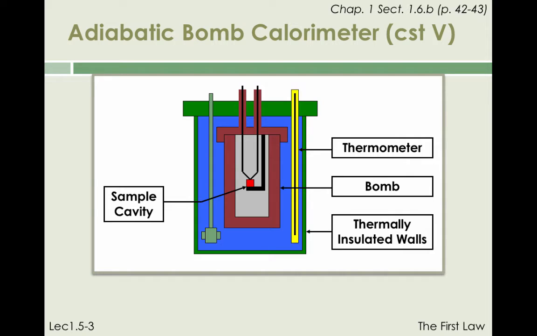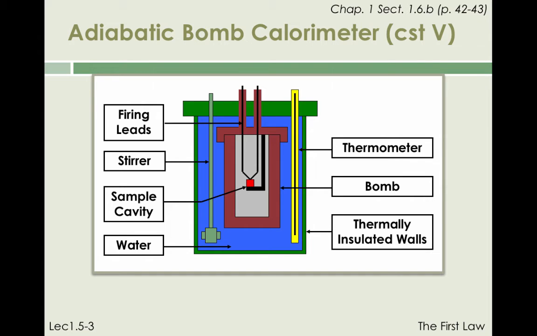To allow for an accurate measurement of the temperature change in a relatively short period of time, the calorimeter is filled with water and equipped with a stirrer so heat can be distributed homogeneously within the calorimeter walls. Calorimeters are often used to study combustion reactions, so they are usually also equipped with firing leads that generate a spark to trigger the reaction.